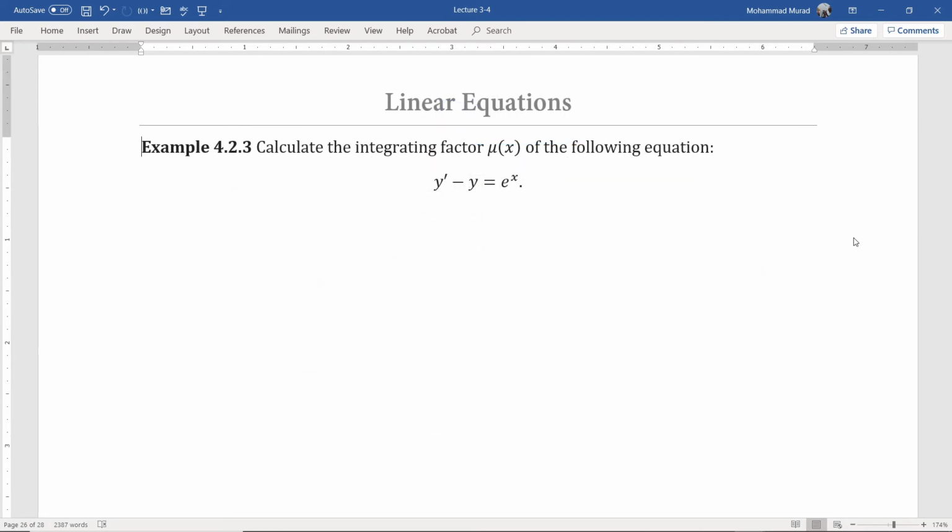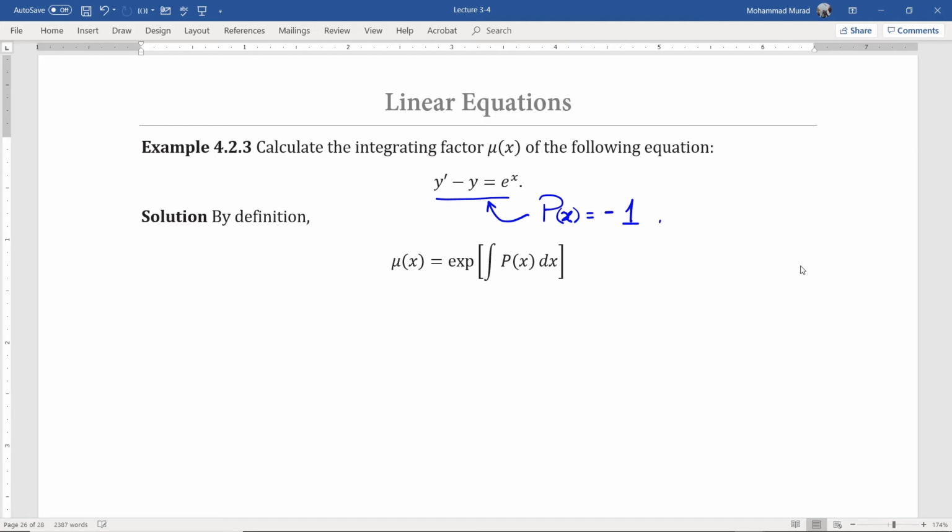In the previous example, 4.2.2, we were given the integrating factor mu of this equation. Now we want to calculate this integrating factor out of this equation. By definition, the integrating factor mu of x equals exponential of the integral of p. In this equation, we identify that p of x equals -1 and f of x equals e to the x.